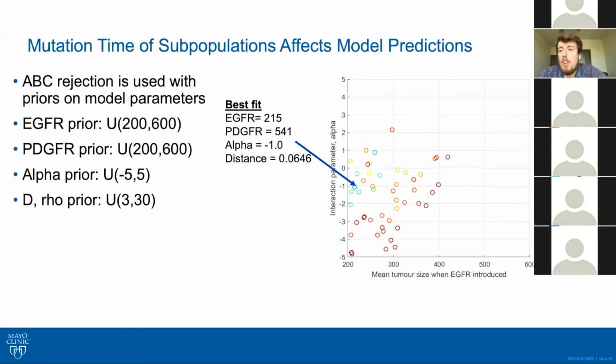We then ran another example of ABC rejection, focusing a little bit tighter on our parameters. And we again see an example of our best fit being where EGFR is earlier than PDGFR. Alpha is a little stronger now in terms of competition. And also we noticed here in this example that we do see a clustering towards alpha being negative. So maybe we are pushing to a competition example.